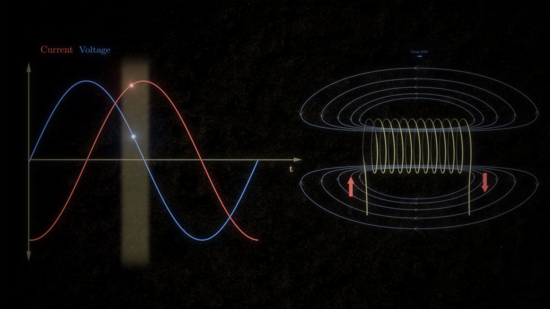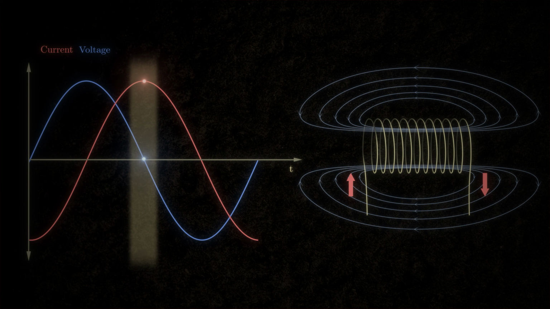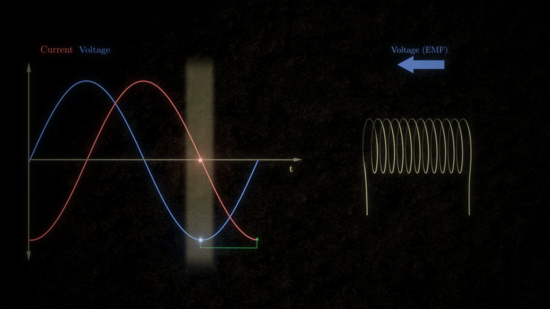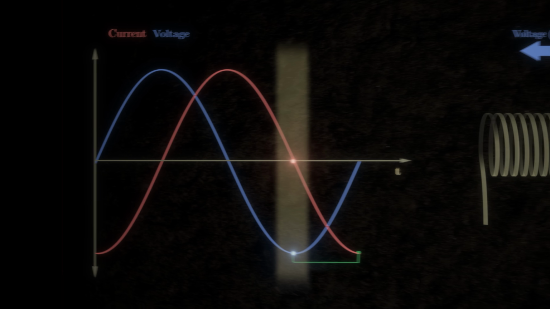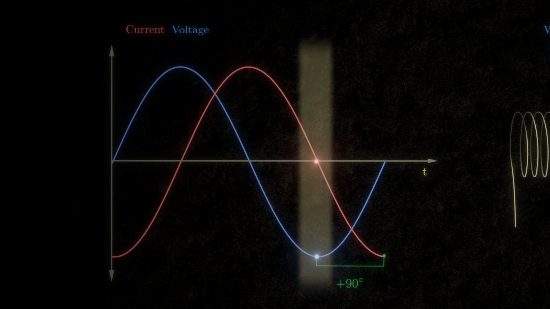Further along the cycle, the current reaches its maximum. For just an instant, it has stopped changing. So the slope is flat, and that's when voltage drops to zero. Past the peak, the current begins to fall, and the voltage flips direction. So again, the voltage and current peaks don't line up. The voltage leads the current by 90 degrees.